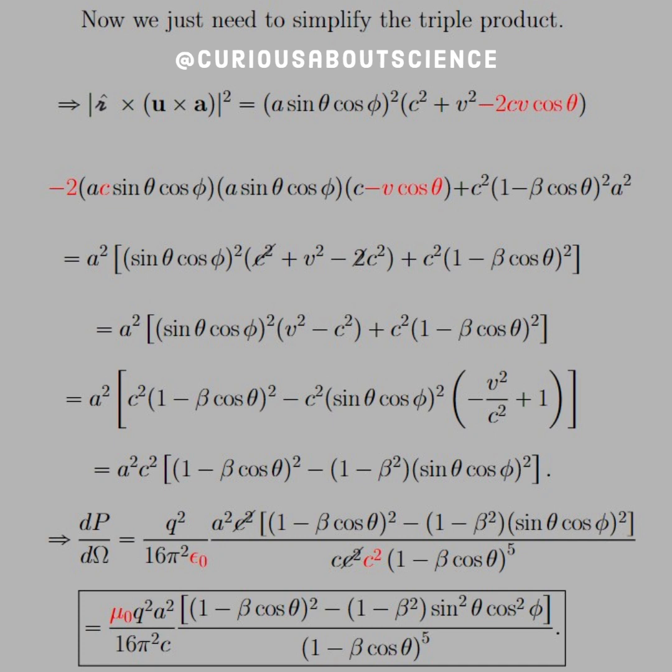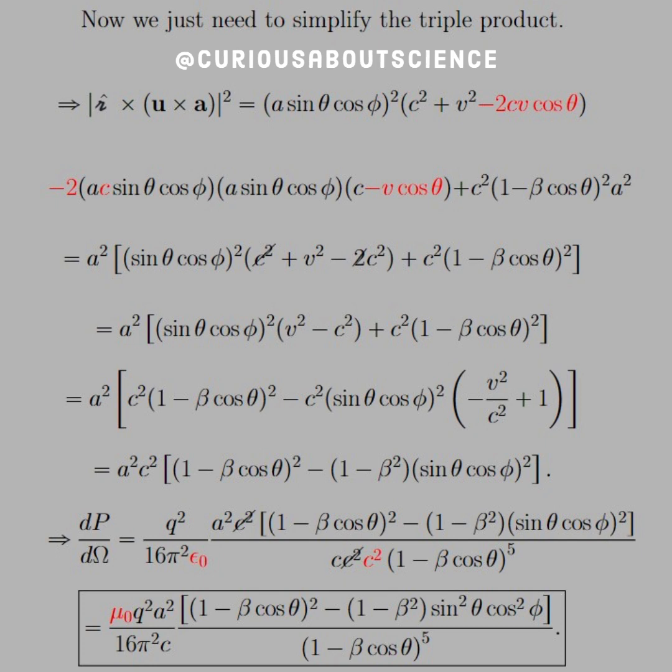So now we just need to simplify this triple product, which we saw once we distributed everything was easy to do. You see we have an A sine theta cosine phi squared, times c squared plus V squared minus 2cV cosine theta. We put that in red because in the cross term we see another term that's very similar once we plug everything in and distribute, and those red terms will end up canceling, which is cool with us. We like that. Makes our life easier.